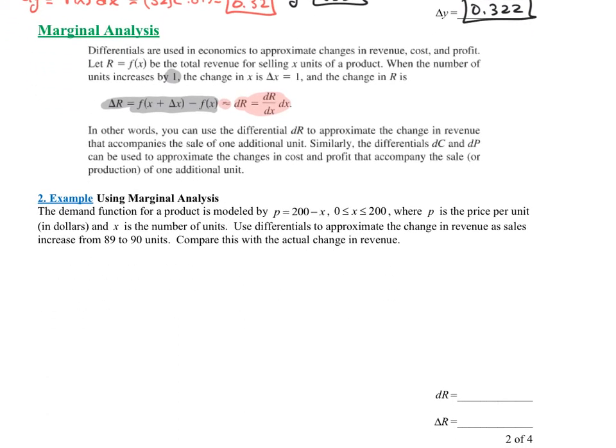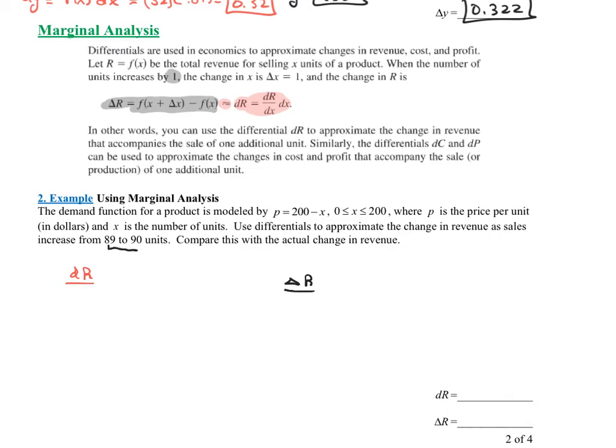It says, using marginal analysis, the demand function for a product is modeled by p equals 200 minus x for 0 is less than or equal to x is less than 200, where p is the price per unit in dollars and x is the number of units. Use differentials to approximate the change in revenue and sales from the increase of 89 to 90 units. Compare this with the actual change in revenue. So what we're wanting to do here is calculate dr, the estimated change in r using the derivative, and we're also wanting to calculate delta r, which is the real change in revenue.